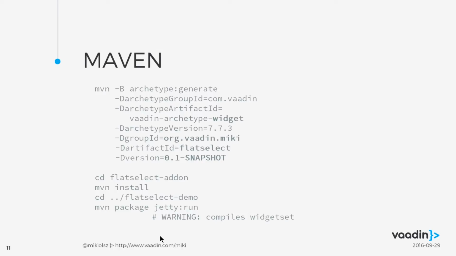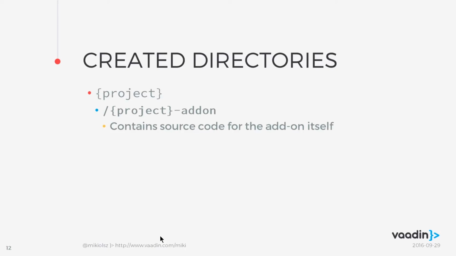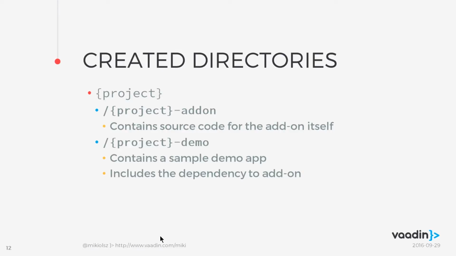And what exactly will that be? First of all, it will create a root directory with the name of our project, and then there will be two subdirectories in it. One of them will be suffixed with add-on, and this will be the source code for our add-on. There will be a different project called demo, which is a sample app for our add-on. What is good is that this approach already sets you up for using your component.